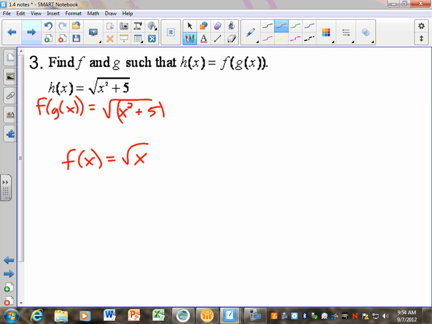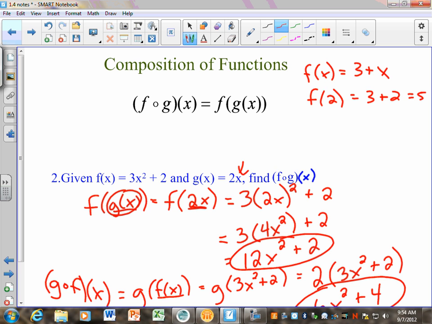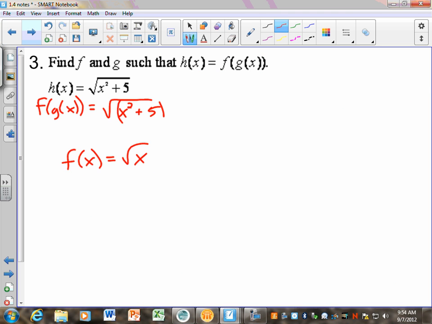Think about our last problem. Both of these had x's in them. We took one and we put in the other one. So you have to have an x in there still. g of x is my inside function. And so if I take what's left on the inside, I get x squared plus 5. What's going to happen if I take this and plug it into f of x? Am I going to get back that h of x function?